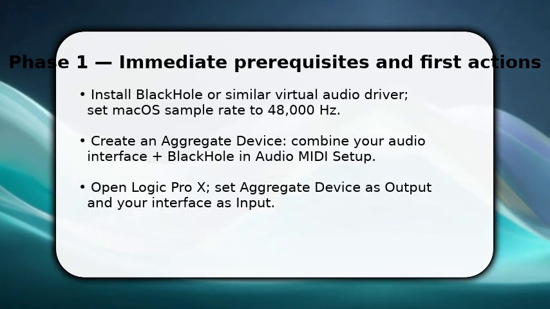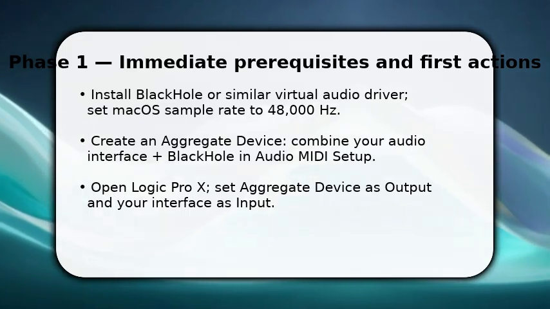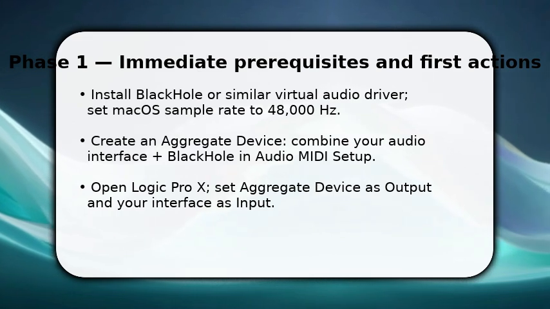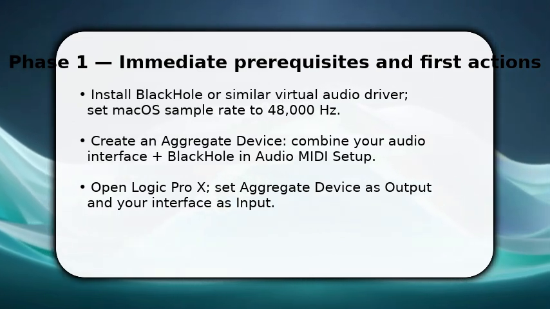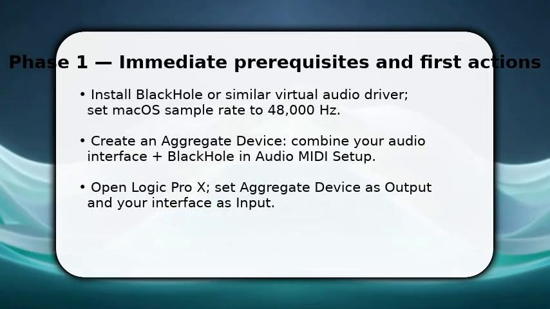Make sure sample rates match across devices and enable the aggregate clock source on your primary interface to avoid drift. This step is the foundation for stable live routing.